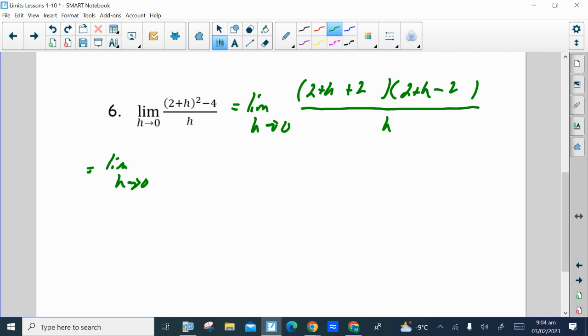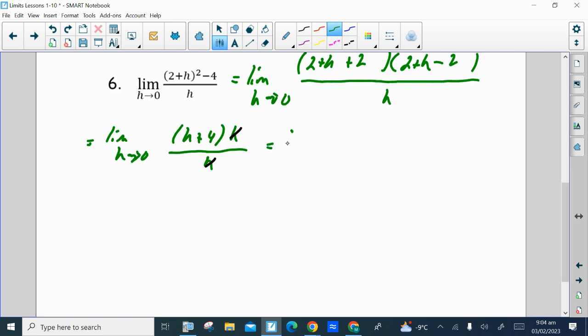So on top, I'll get h plus 4 as my first factor. But the second factor, because the 2's will cancel, I'm just left with h, which will cancel with the h on the bottom. And so we are left with the limit as h approaches 0 of just h plus 4, which now we can let h equal 0, and we get an answer of positive 4. That's the value of that limit.